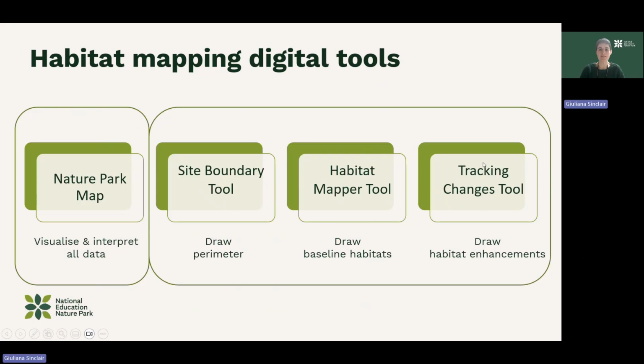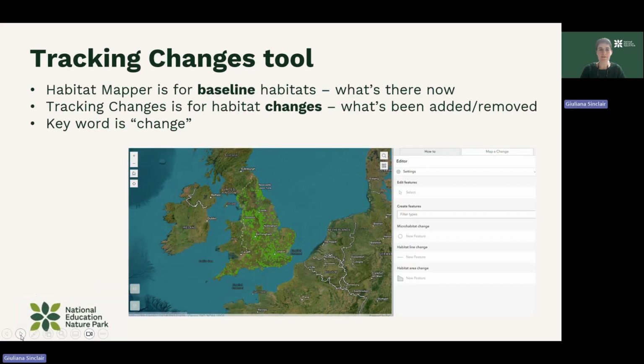And the one we haven't mentioned is tracking changes. So tracking changes is separate to the habitat mapper tool. And while the habitat mapper is for the baseline, what's there right now kind of habitats, tracking changes is for any enhancements, for example, that you're making. So anything you've been adding or anything that's been removed, such as a path that might be removed, or a car park that might be added, or a pond or a food growing area.